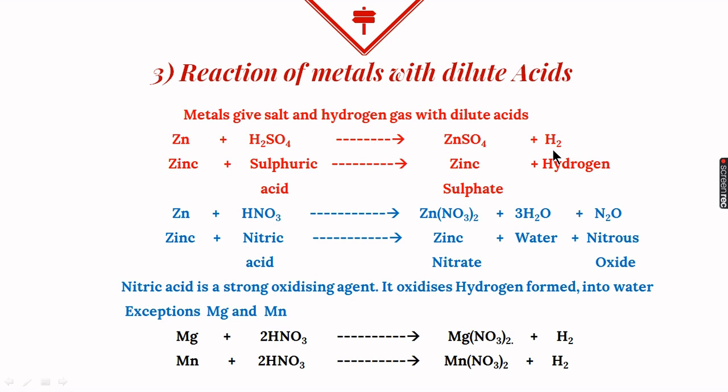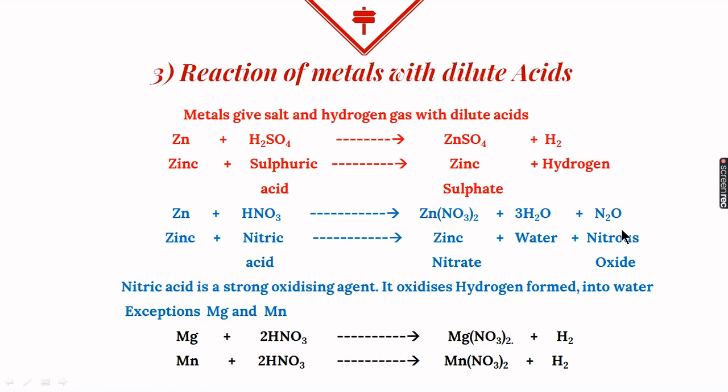Now there is one exception to this, which is nitric acid. Nitric acid on reacting with metals does not give us hydrogen gas. The reason is that nitric acid is a strong oxidizing agent, and as soon as hydrogen gas is produced, it is oxidized to form water. And nitric acid itself gets reduced to form oxides of nitrogen. So in place of hydrogen we get water, and along with it we get nitrogen oxides also. So the products of reaction of metals with nitric acid will be a salt, water and nitrogen oxides.